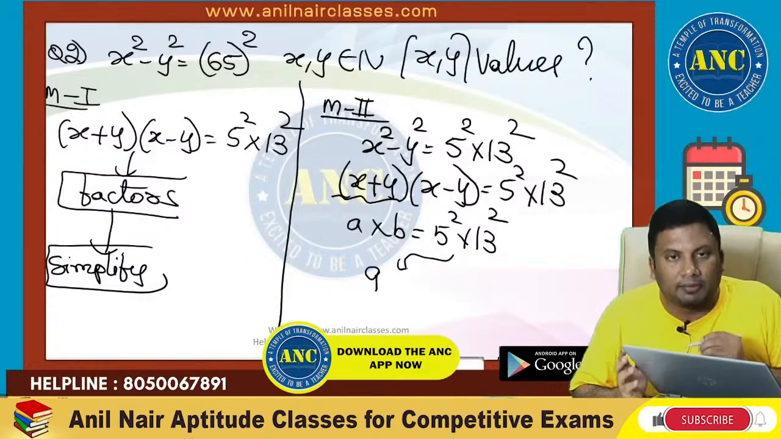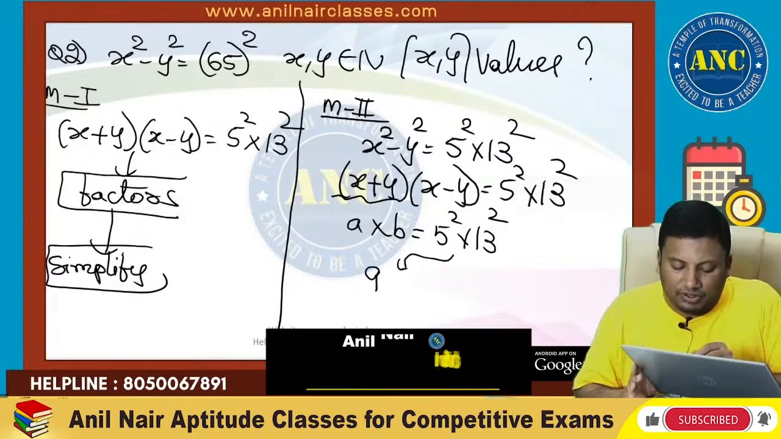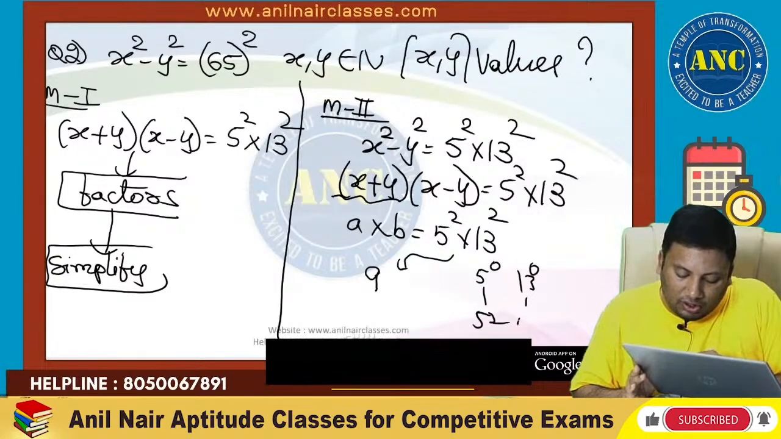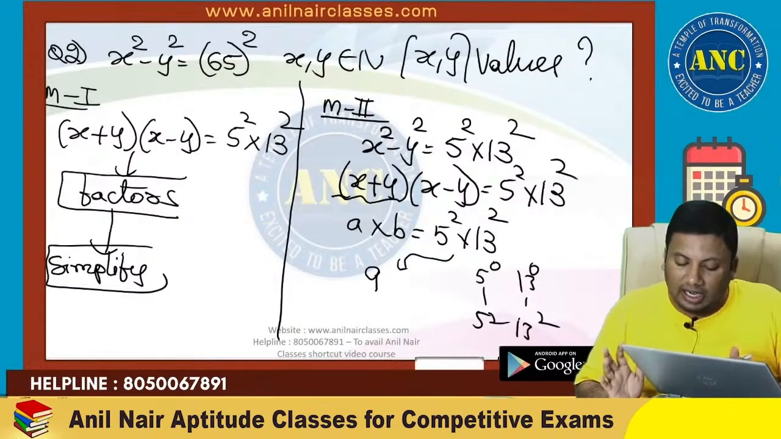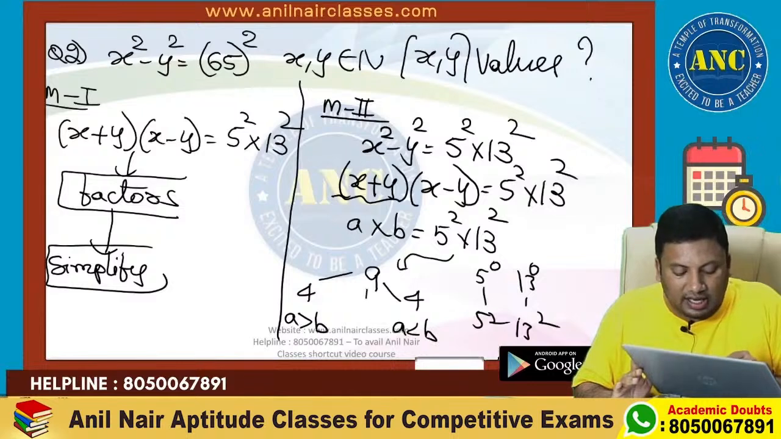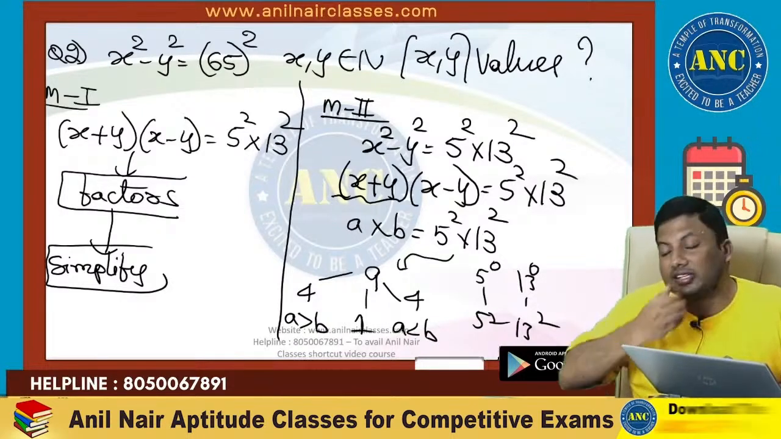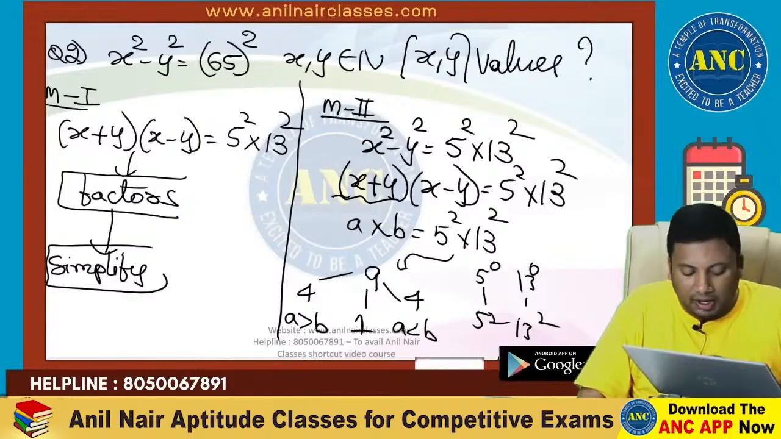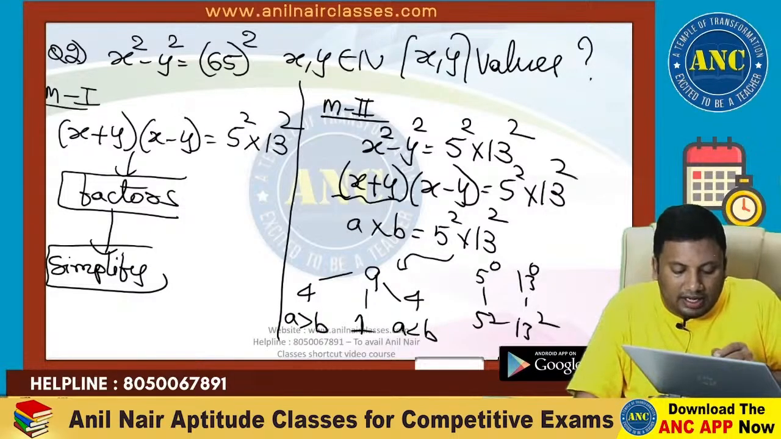It is nothing but the number of factors. From 5^0 to 5^2 and 13^0 to 13^2, a total of 9 ways are there. In those 9 ways, 4 ways A is greater than B. In the reverse case, 4 ways A is less than B. One case A is equivalent to B. I hope it is clear.